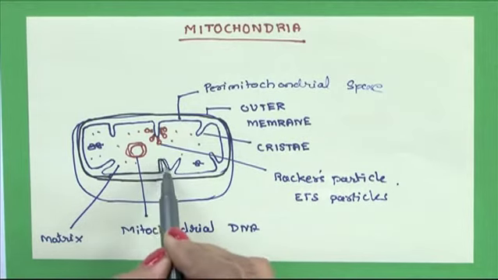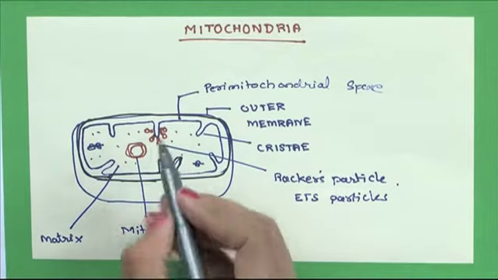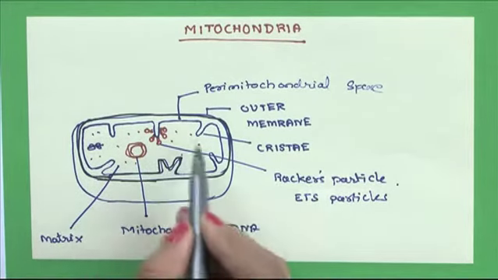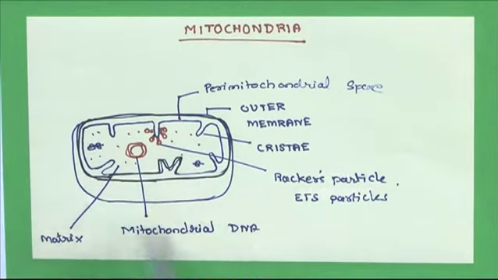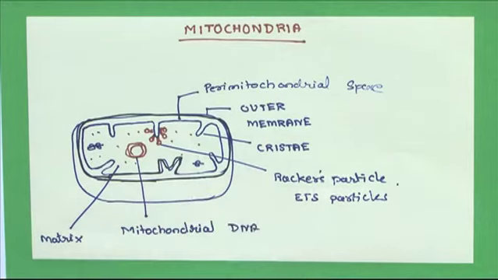The inner layer is drawn into a number of folds. You can see here, these folds are called cristae. These cristae have small outgrowths. We call them Racker's particles. This is the matrix. Right. So now coming to this mitochondria, in this part, that is in cristae, what happens?